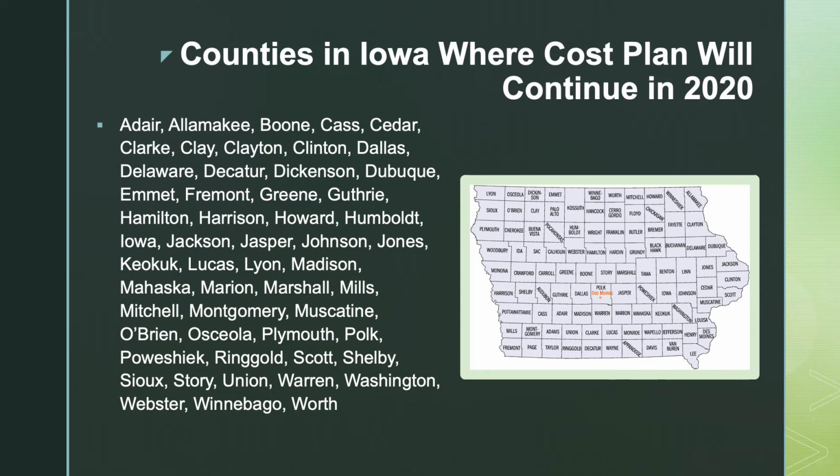For those of you that live in Iowa, we have listed the counties that can continue to offer cost plans in 2020. If you live in one of these counties, a cost plan may work very well for you. You must use a contracted provider, but you do have some access to out-of-network coverage. So see if you live in one of these counties. You can call the Department of Aging in Iowa and they will help assist you with the cost plans that are available in the county that you're residing in.